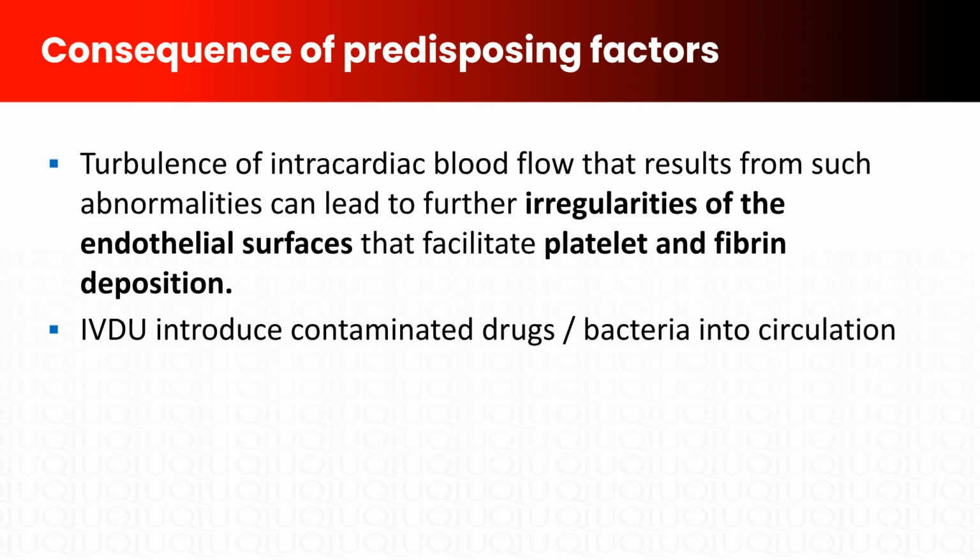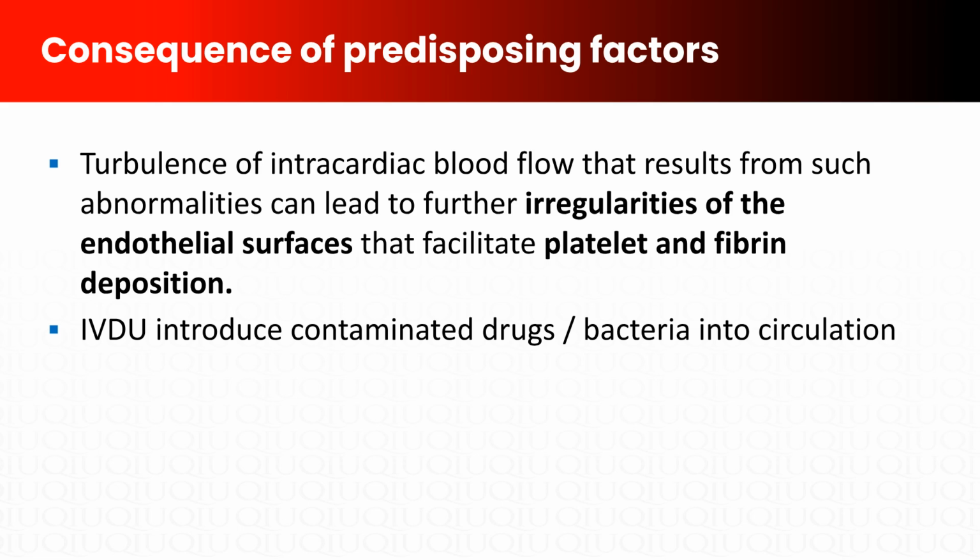Let's understand the mechanism linking these predisposing factors to infection. Turbulence of intracardiac blood flow resulting from valvular abnormalities, septal defects, or prosthetic materials leads to further irregularities of the endothelial surfaces. Think of it like repeated water damage to a surface. It creates more rough spots. These irregular, damaged endothelial surfaces facilitate platelet and fibrin deposition. Platelets and fibrin accumulate at sites of endothelial damage, creating what we call non-bacterial thrombotic endocarditis or sterile vegetations.